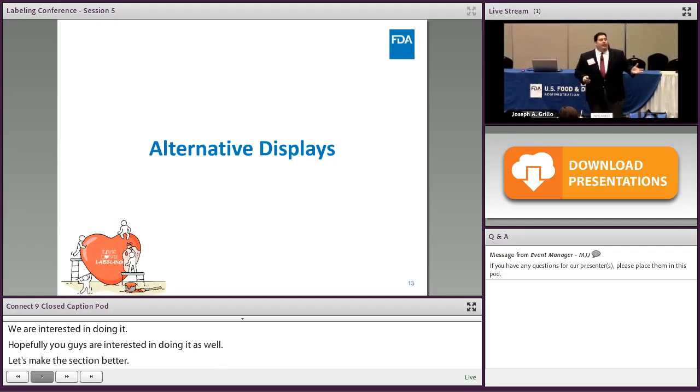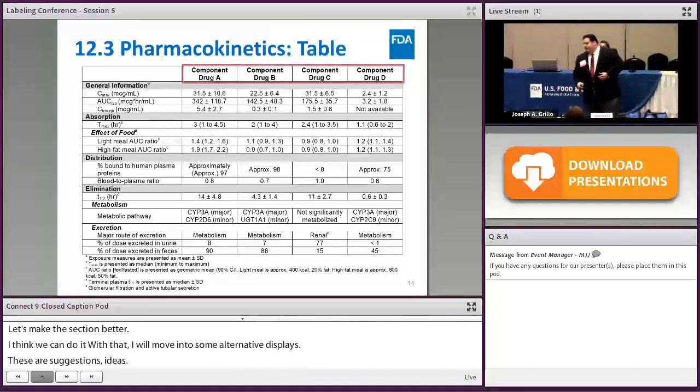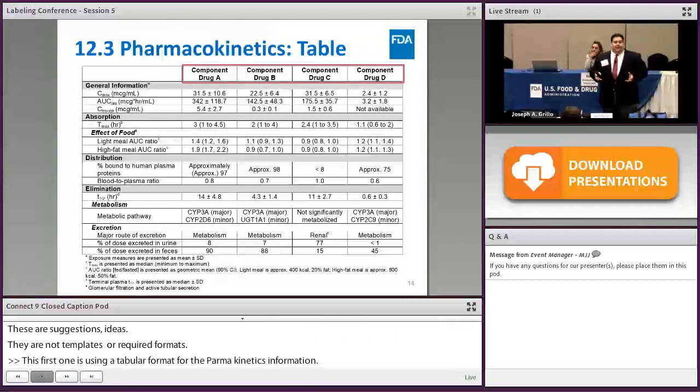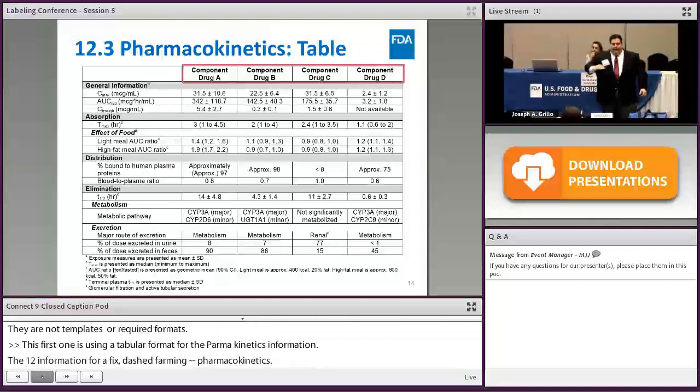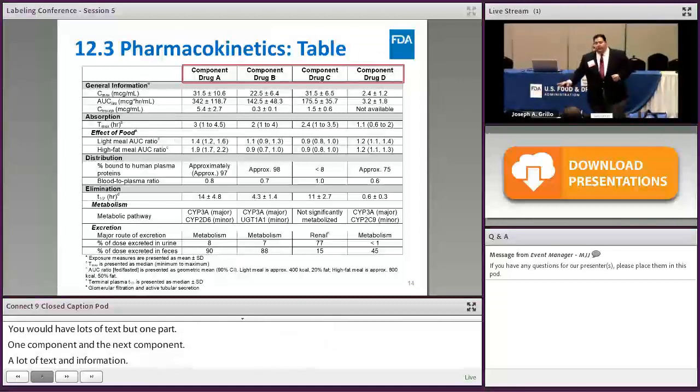And these are just suggestions, ideas. They're not templates or required formats. So this first one is using a tabular format for the pharmacokinetic information, the 12.2 information, for a fixed combination product. Normally with this type, you would have lots of text, one component, and the next component, and the next component, a lot of text and information. A healthcare provider trying to read it quickly is going to get lost. So this is perhaps an easier way to present all of that information concisely rather than have all that text.